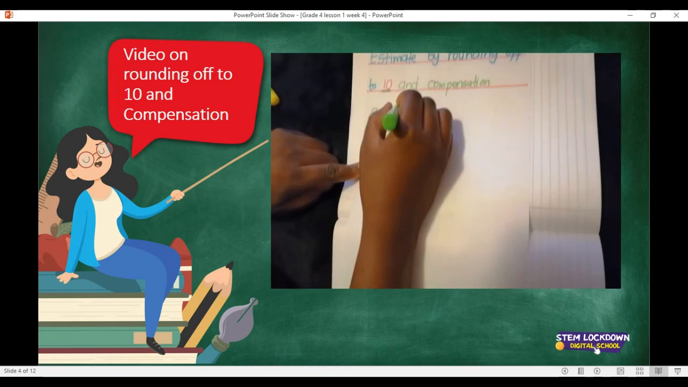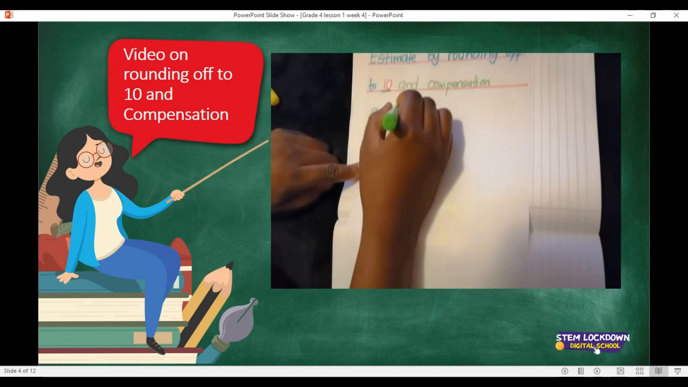So the question, or the instruction, is: calculate the sum below by rounding off to 10 and compensating. By rounding off to 10 and compensating. And then the sum that I gave you, simple again, 22 plus 17. I don't want the actual answer. Grade 4s, listen, I don't want the actual answer. Remember, we are rounding off and compensating.